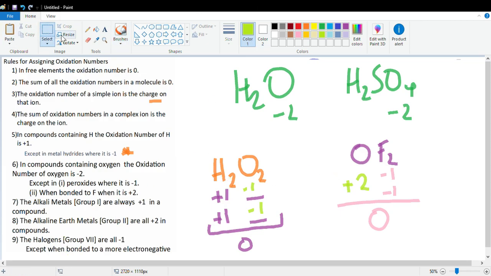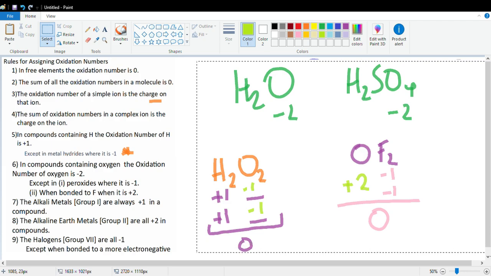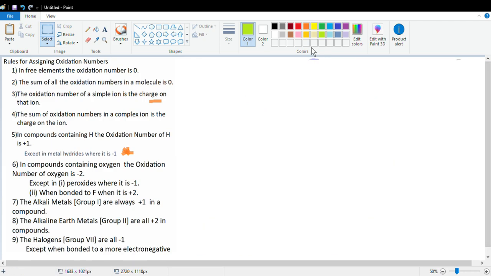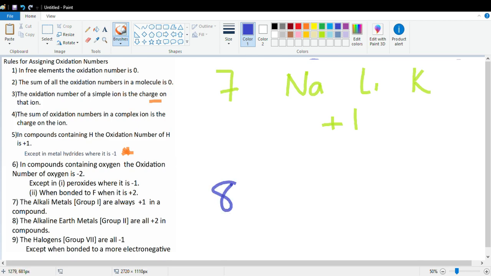Rule number 7, the alkali metals, these don't require much explanation. Anything in group 1, so sodium, lithium, potassium, they're always +1. We know group 1 always has a +1 ion, and the same for oxidation number, it will always be +1. Rule 8 is the same for group 2, magnesium, calcium, they're always going to have an oxidation number of +2, similar to the rule for their charges.